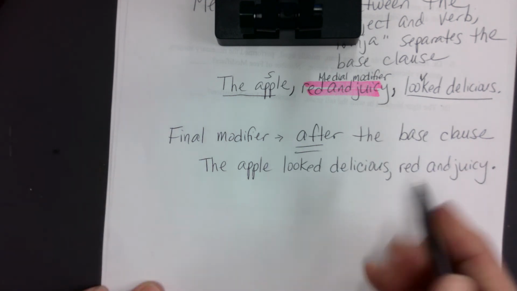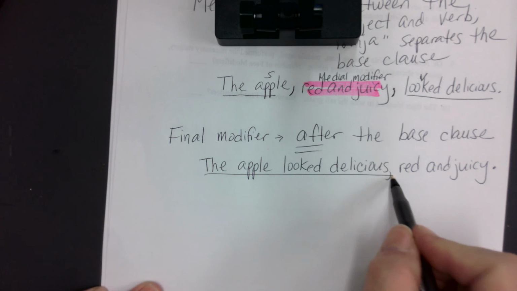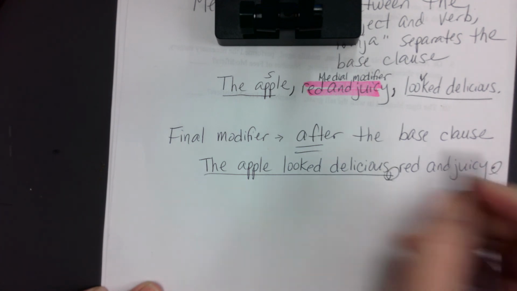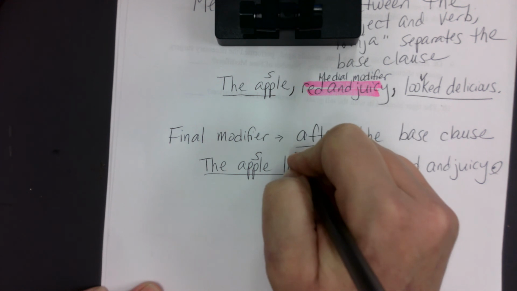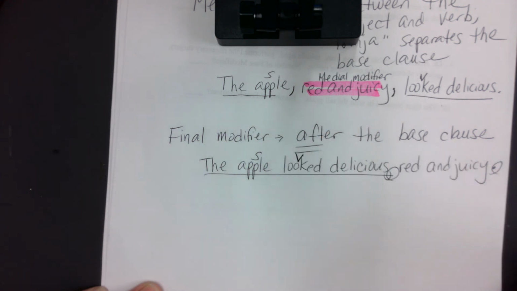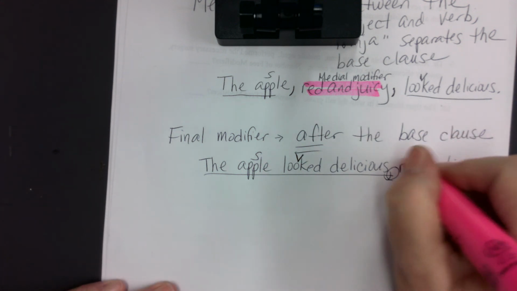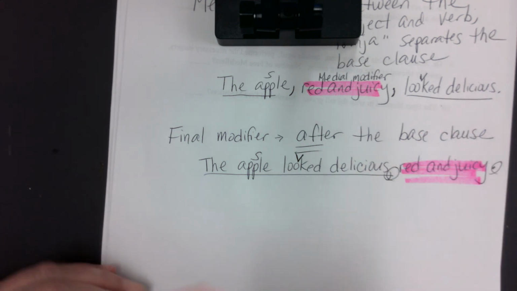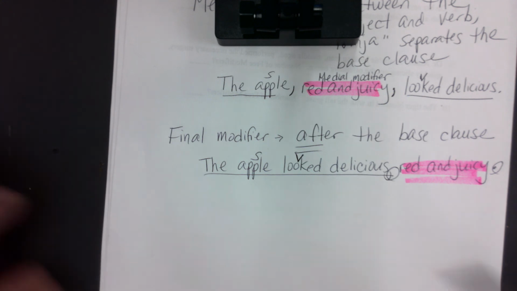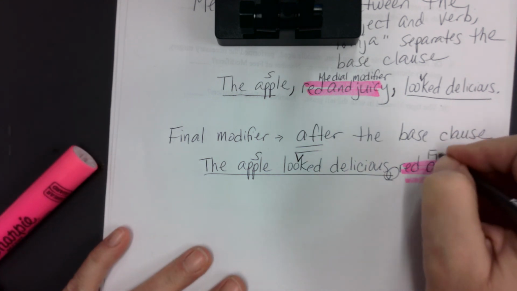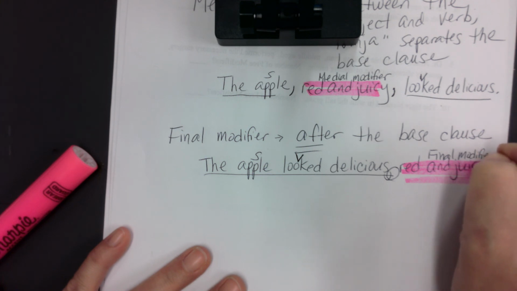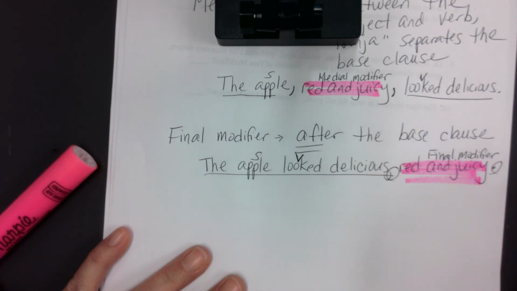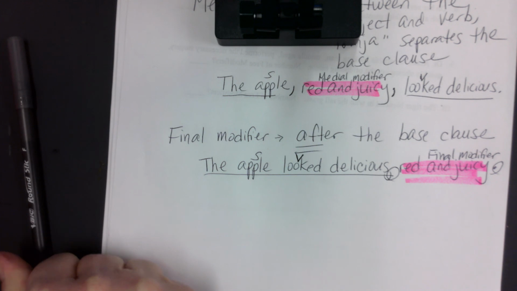Okay, so we have the same base clause. We got the apple as our subject. What about the apple? It looked. Same base clause. And this time, I've moved that free modifier to after the base clause. And now it is a final modifier. And again, there could be more than one final modifier in one sentence.